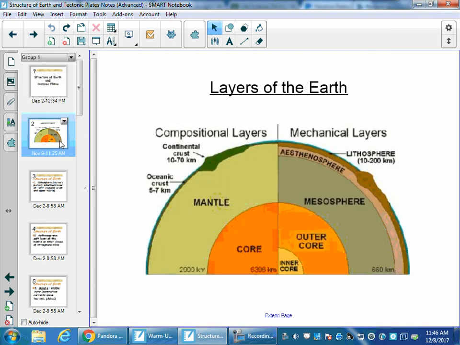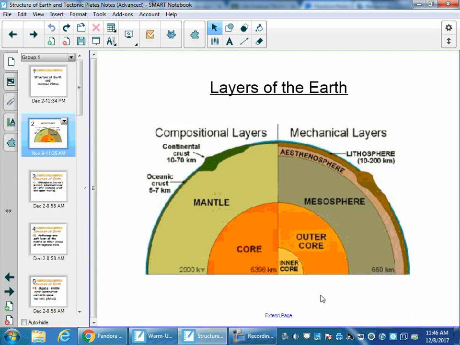So we're going to start by talking about the different layers of the Earth. And the layers of the Earth can be divided in different ways depending on what properties of the layers you're talking about. If you are talking about the composition, or what it is made of, you are going to be using different layers than if you are talking about what are called the mechanical layers, and that has to do with how solid or rigid they are or how they can move. So we're going to be using terms from both sides, okay?